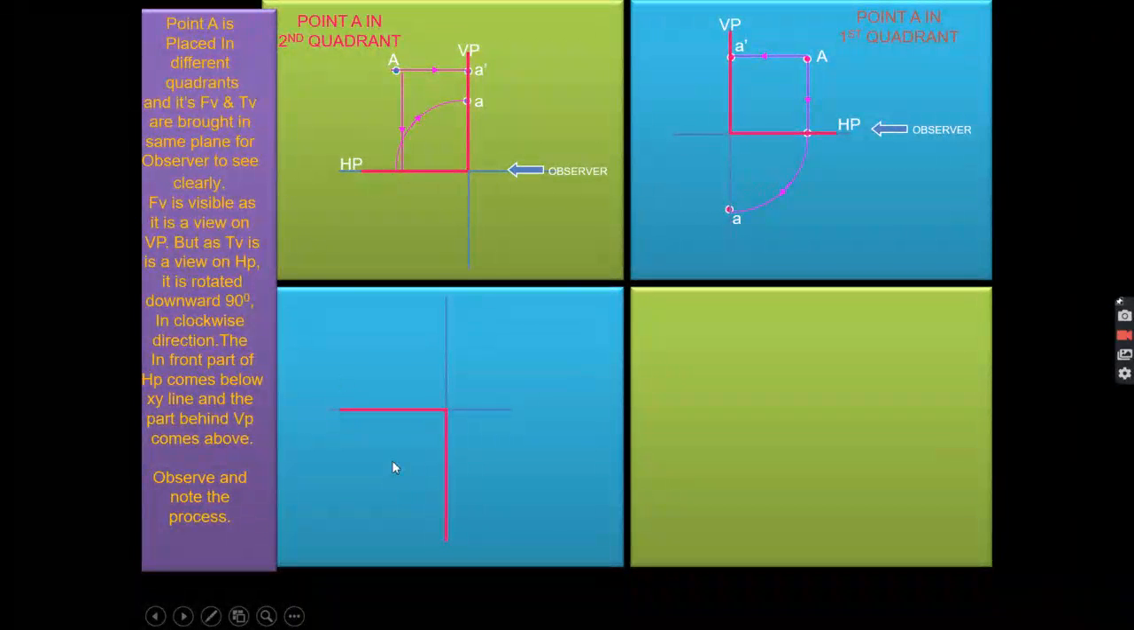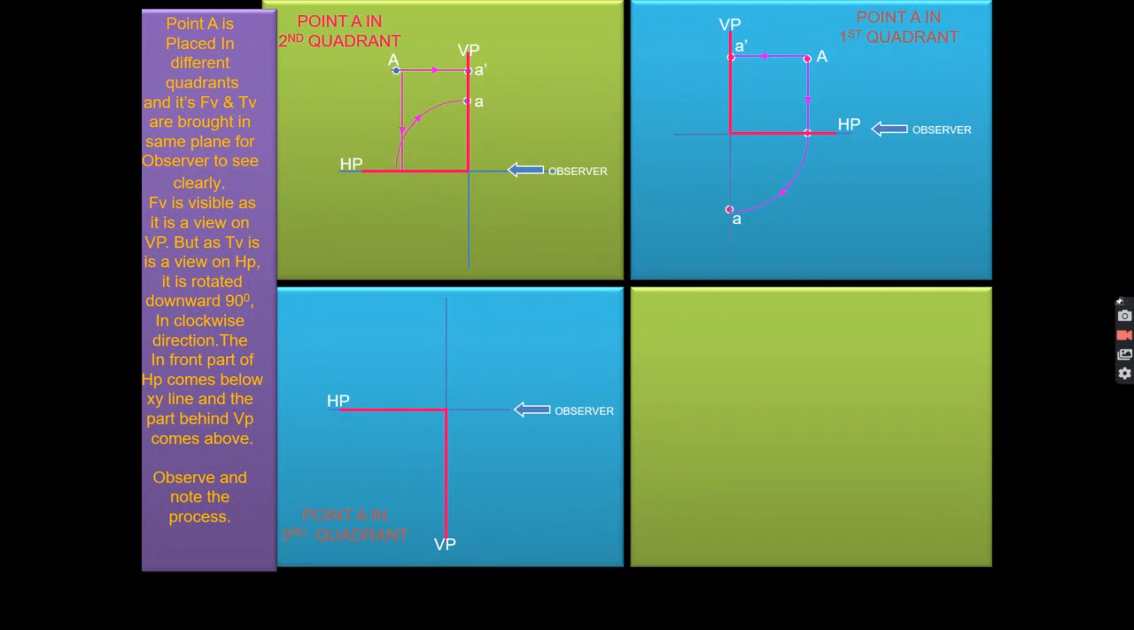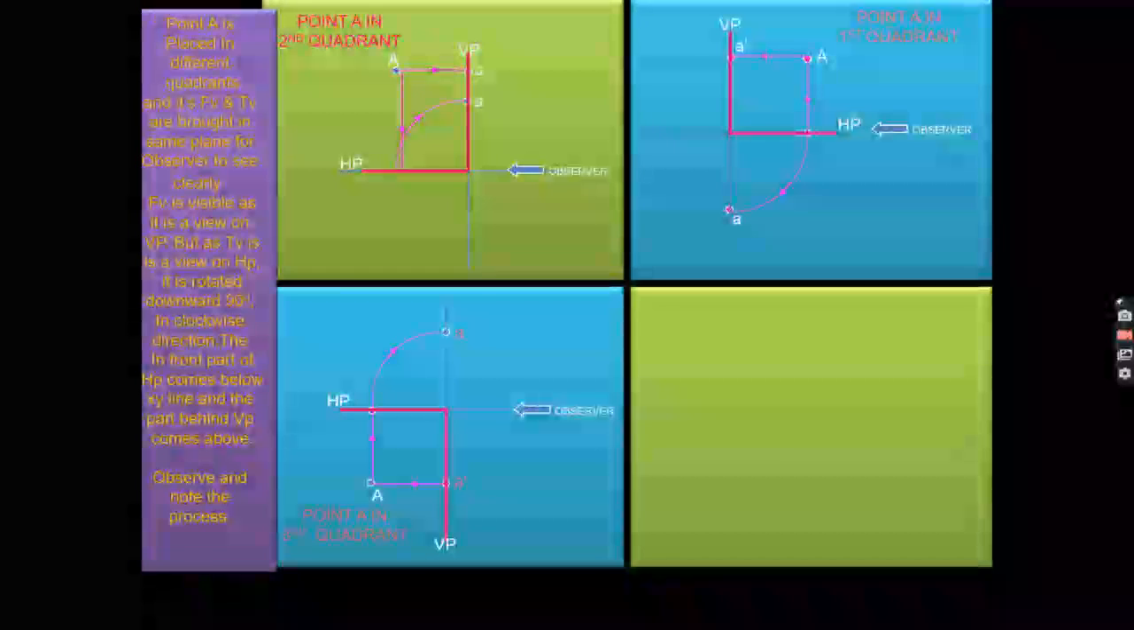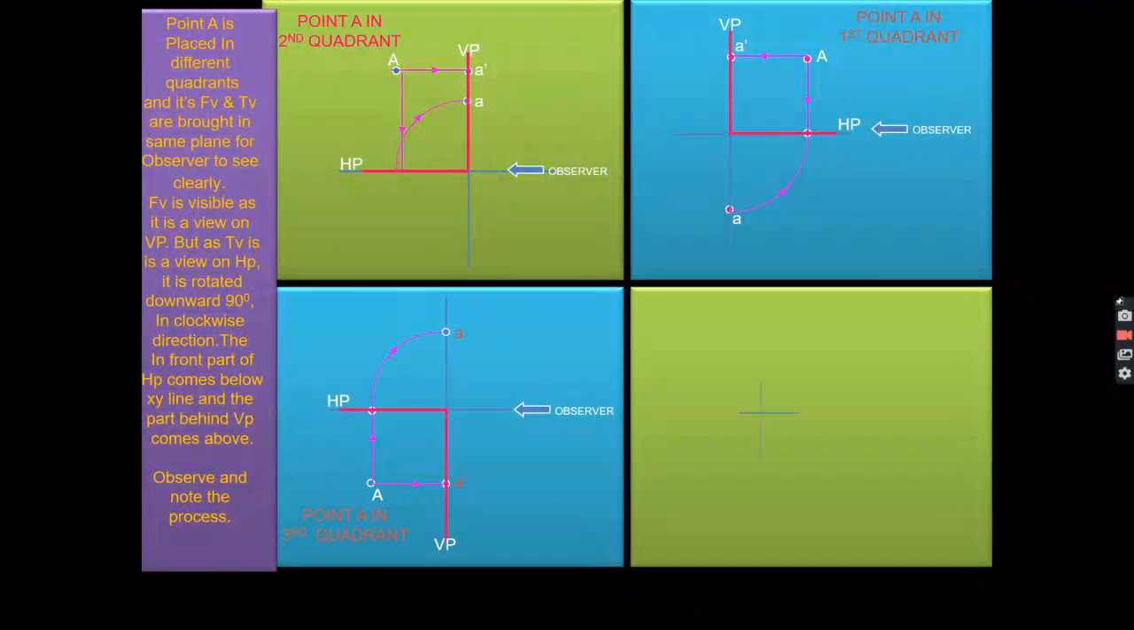In the same way, you can see if your point is in the third quadrant, now your horizontal plane will be at the top of the vertical plane.